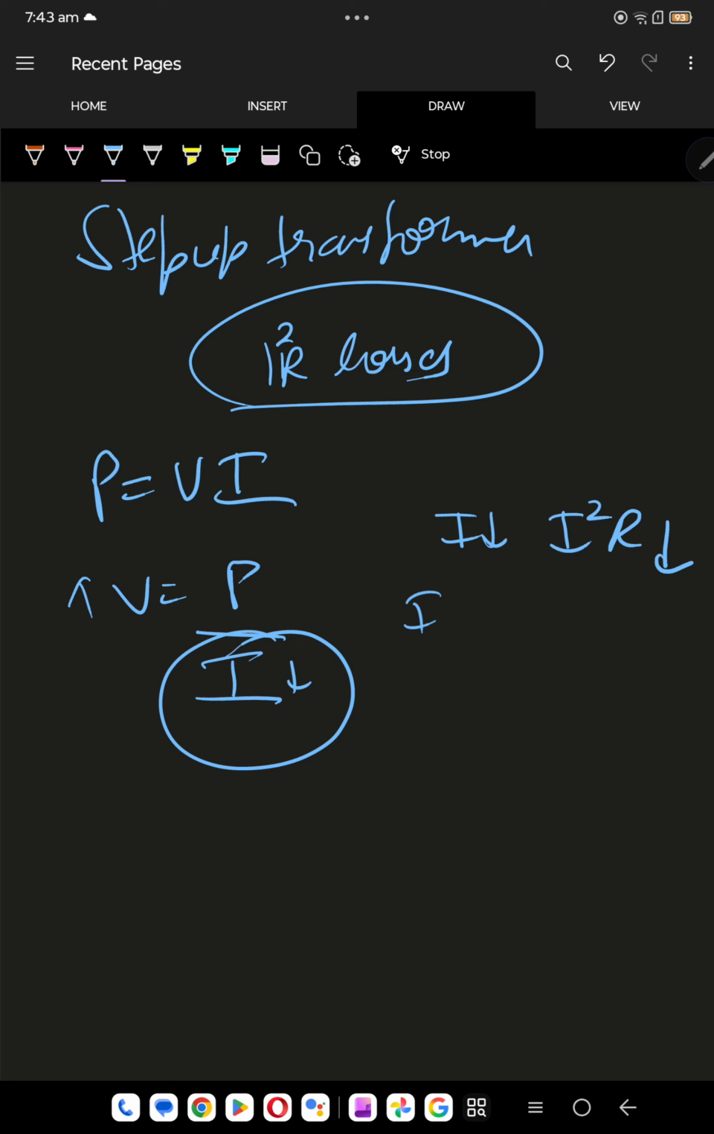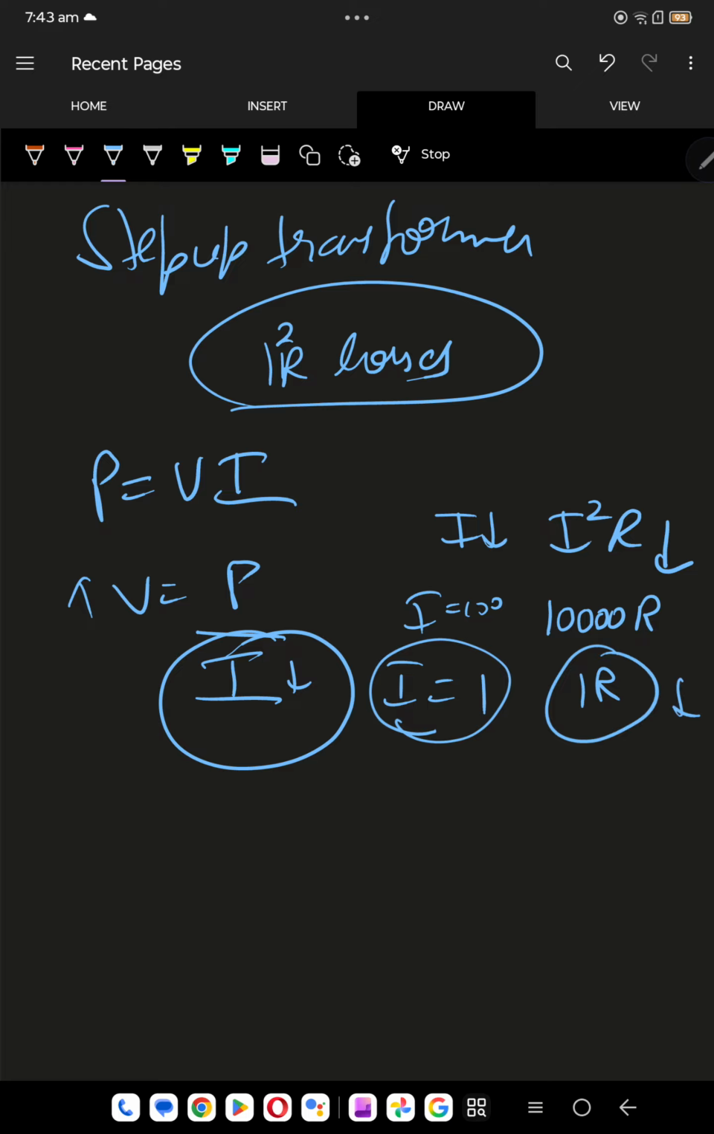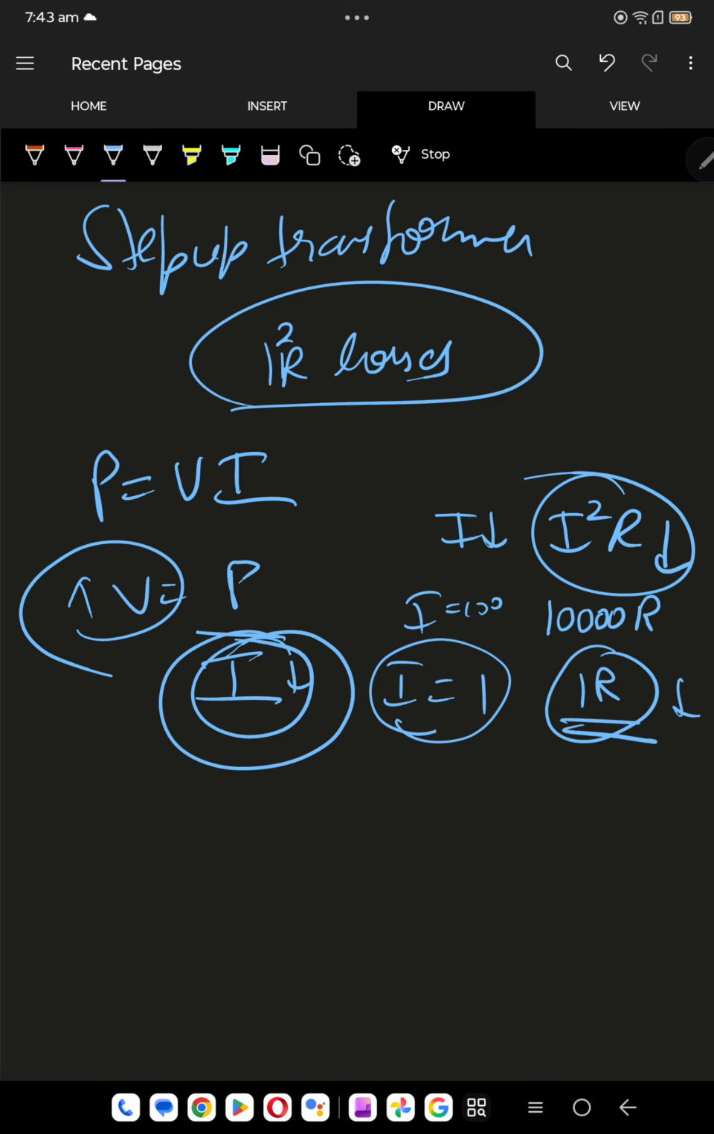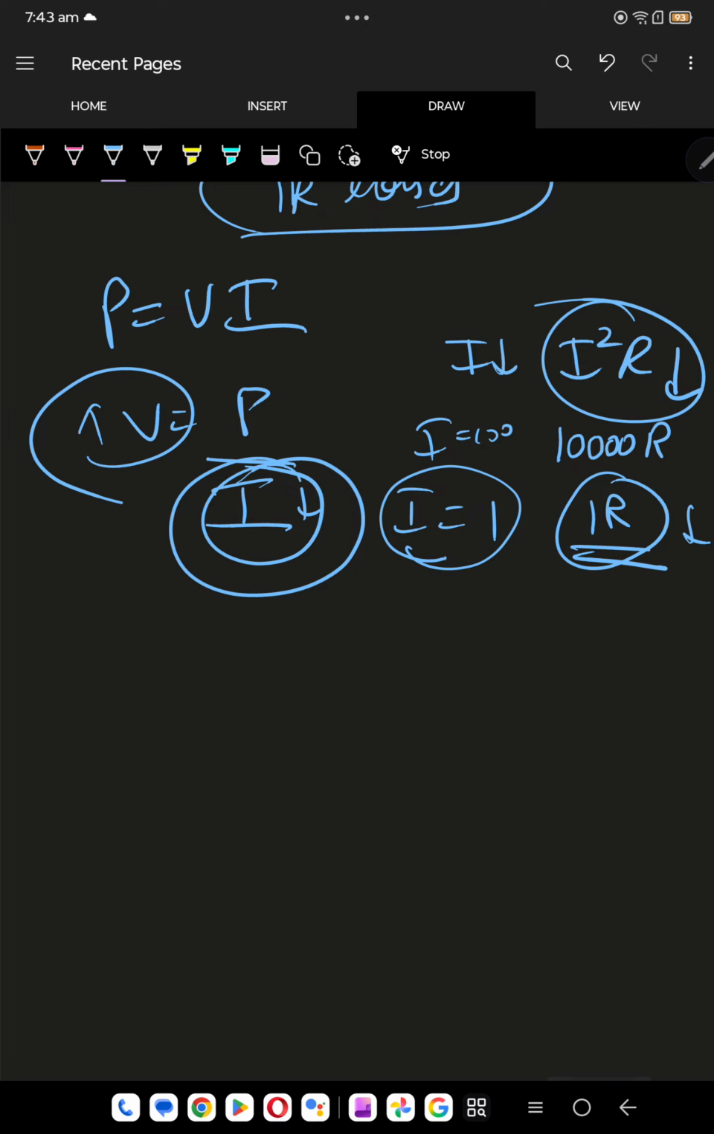Imagine if I is 100, then I squared is 10,000 times the resistance. If I is just 1, then it is just 1 times R. So if I is less, then I squared R is also less, and this I squared R is basically the power loss. Less power loss is good. So less current means less power loss. That's why we use a step-up transformer to step up the voltage, and this is one advantage.